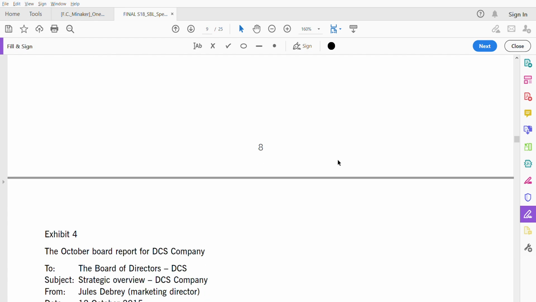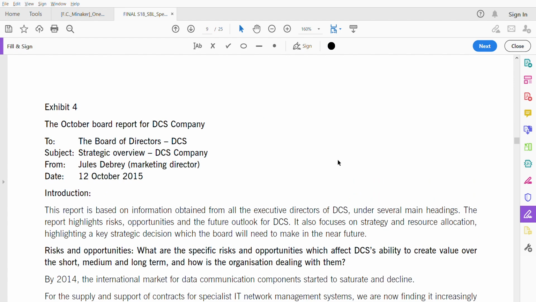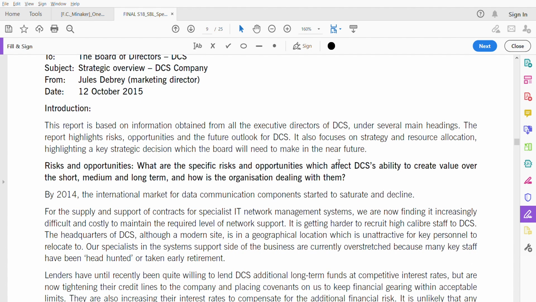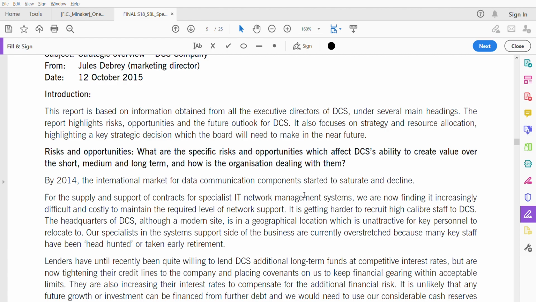Okay, now let's go to exhibit 4. The October board report for the DCS company. Strategic overview. Introduction. This report is based on information obtained from all the executive directors of DCS under several main headings. The report highlights risk, opportunities, and future outlook for DCS. It also focuses on strategy and resource allocation, highlighting a key strategic decision which the board will need to make in the near future.